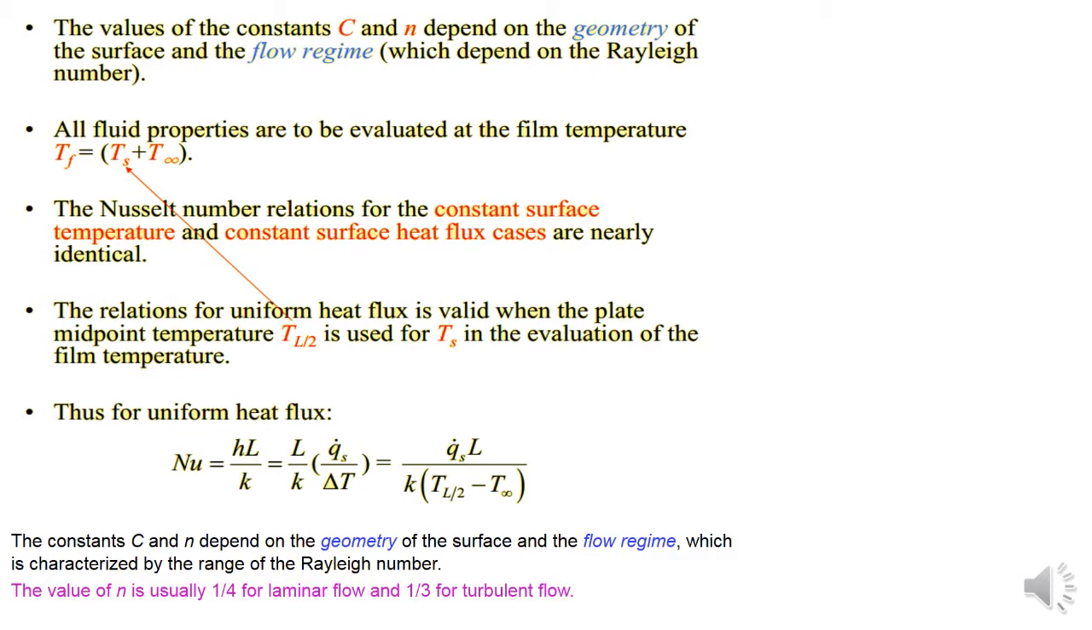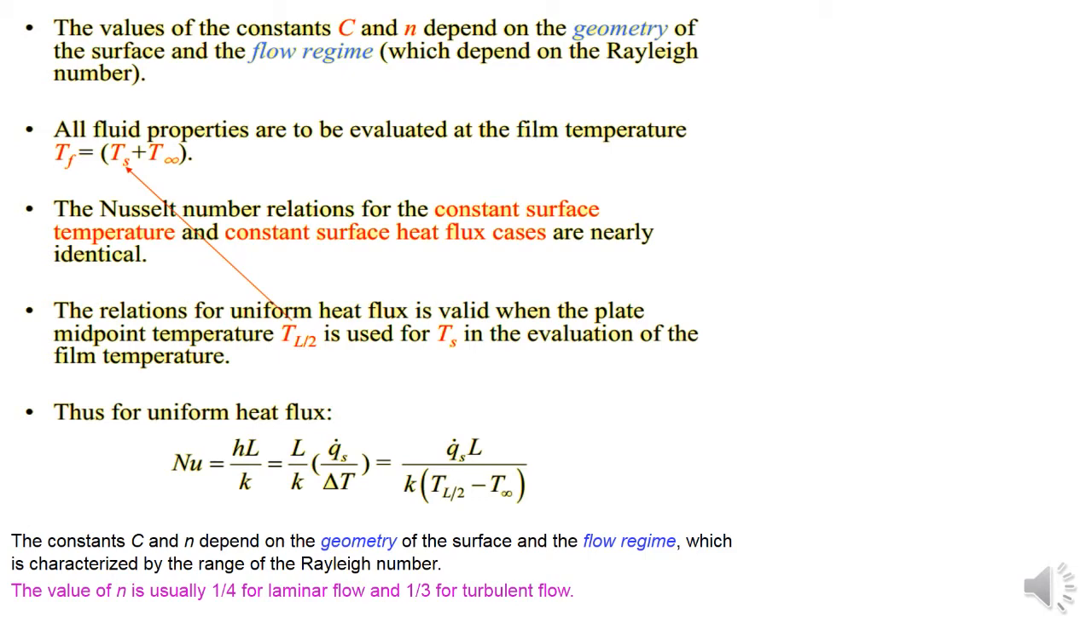The Nusselt number relations for the constant surface temperature and constant surface flux cases are nearly identical. As in forced convection, we have two systems, which are the constant surface temperature and constant surface flux. Same with natural convection. The relation for uniform heat flux is valid when the plate midpoint temperature T_L/2 is used for Ts. So, in the evaluation of the film temperature, we have two systems. One is the constant surface temperature and the other one is the constant surface heat flux case.